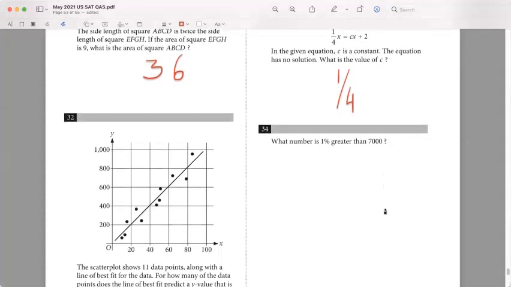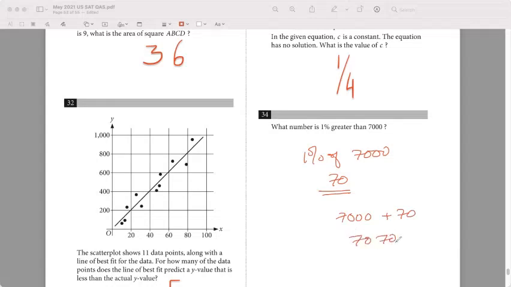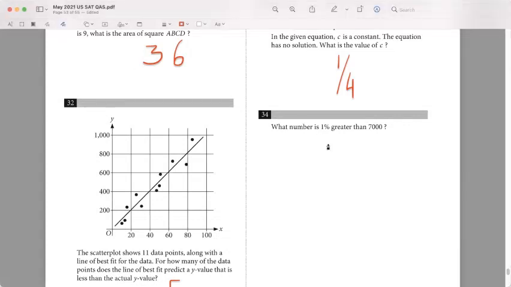34. What number is 1% greater than 7,000? So what is 1% of 7,000? It would be 70, right? So 1% greater than 7,000 would be 7,000 plus 70, which is 7070. So the number that is 1% greater than 7,000 is 7070.